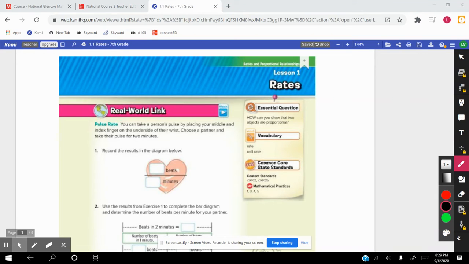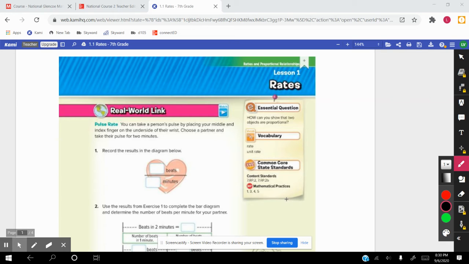Today we are going to be discussing Lesson 1, Rates. Our essential question: how can you show that two objects are proportional? Vocabulary is rate and unit rate, and our Common Core state standards are located on the right. Let's begin with the real world link.